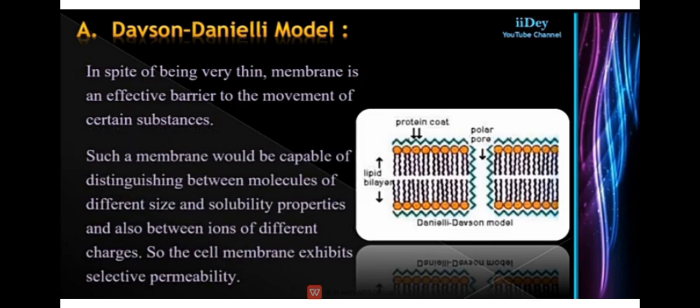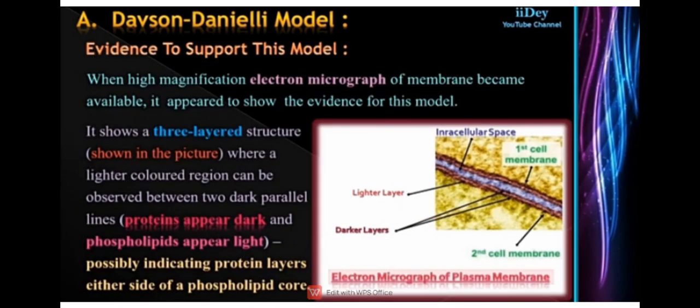In spite of this, the very thin membrane is an efficient barrier to the movement of certain substances. Such a membrane would be capable of distinguishing between molecules of different size and solubility properties, and also between ions of different charges. So the cell membrane exhibits selective permeability. Protein coat, lipid bilayer, polar pore, Danielli-Davson model is here. Evidence to support this model: when high magnification electron micrographs of membrane became available, they appeared to show evidence of this model.